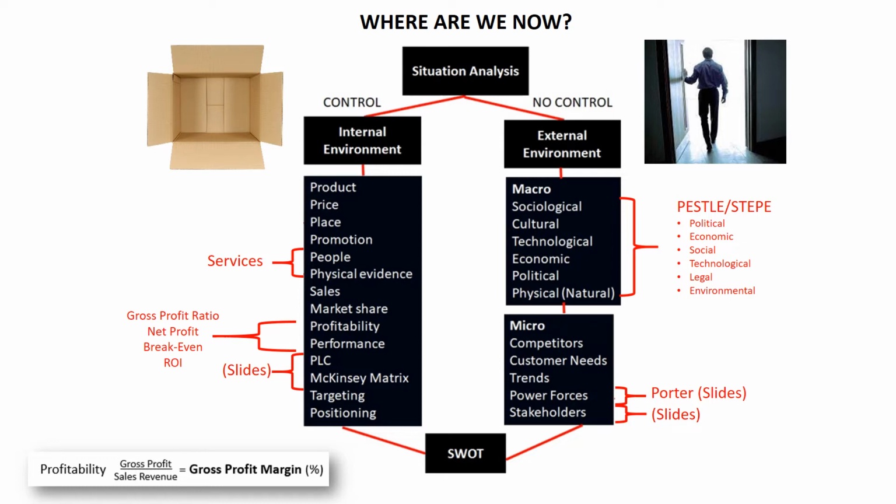The macro assessment looks at the big picture, the state of the economy, the political and legal frameworks of the business sector, technological developments that might impact the client, as well as social and environmental factors. The micro analysis is at the firm level. Who are the competitors? What are customers wanting, and what are their needs, and what trends can be observed?